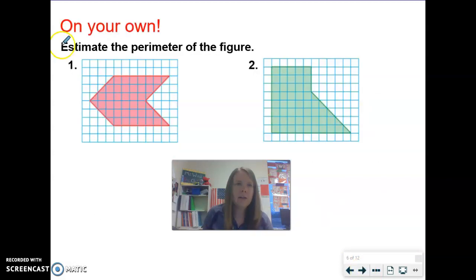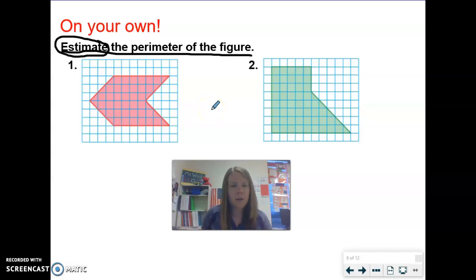Your next part is an on your own part. So take the time to do the exact same thing that we were just doing. Estimate the perimeter of the figures. Okay, so again, estimating, make a good educated guess. Take the time to dot your boxes. Check how many there are around the edges. Okay, go ahead and pause the video, see if you can get the correct answer or an answer at least close or reasonable to mine. Okay, I'm going to take the time right now to pause the video. When I come back, I will have all the answers. So go ahead and pause the video.